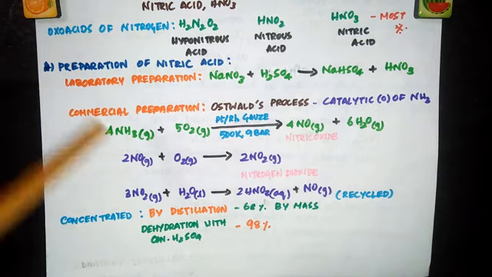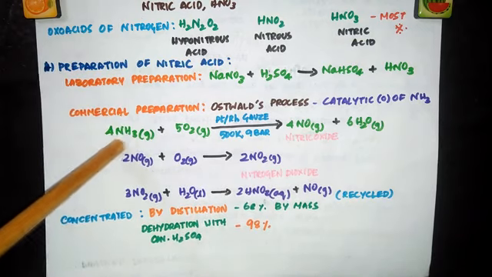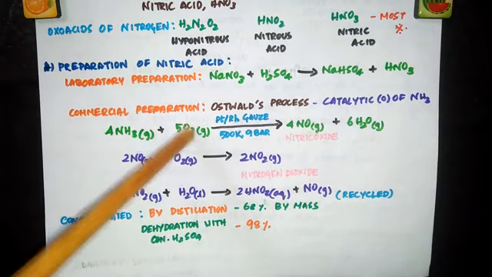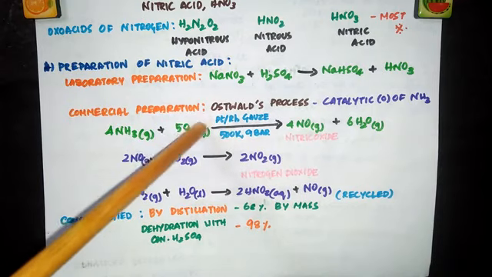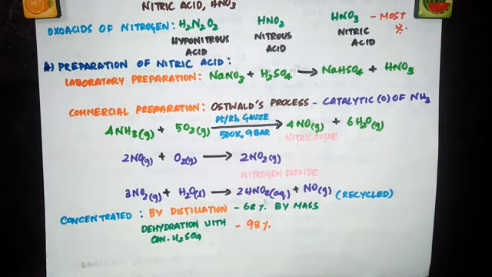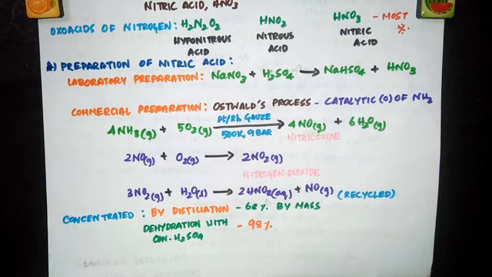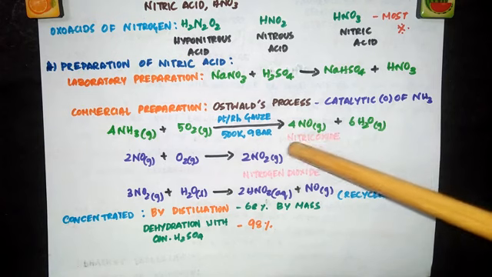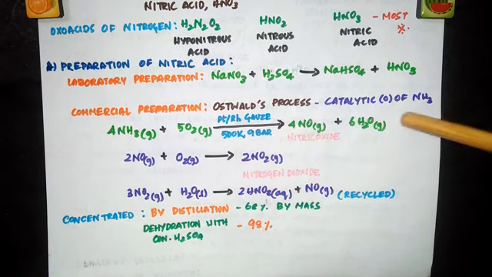So look at this reaction. We have ammonia, 4NH3 gas, plus 5O2 gas. This is from air. In the presence of platinum or rhodium gauze. Gauze is a loosely woven fabric of thin wires. So we are going to use platinum or rhodium gauze as the catalyst in the presence of 500 Kelvin and 9 bar pressure. You get 4NO, which is nitric oxide, plus 6H2O gas.